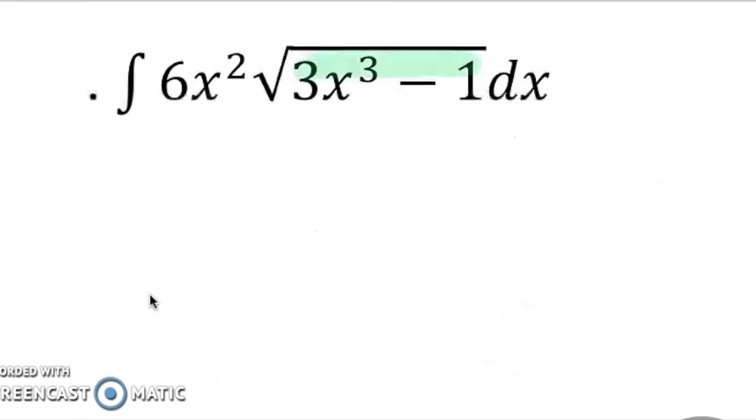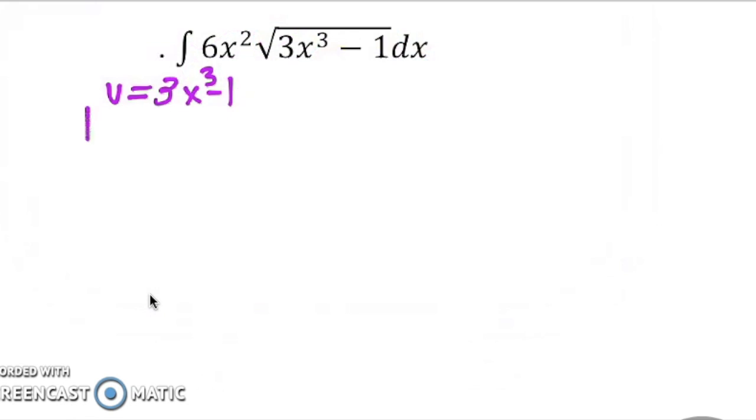So this is inside my radical. My guess is that will be my u, but this is x to the third. This is x squared. That is a multiple of the derivative, so that's how I know I'm right. So u here is 3x cubed minus 1. So now we're going to find our du. That's going to be 9x squared dx.